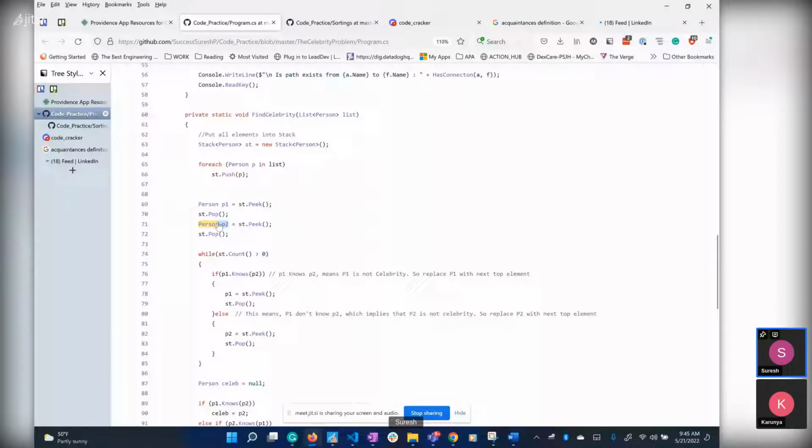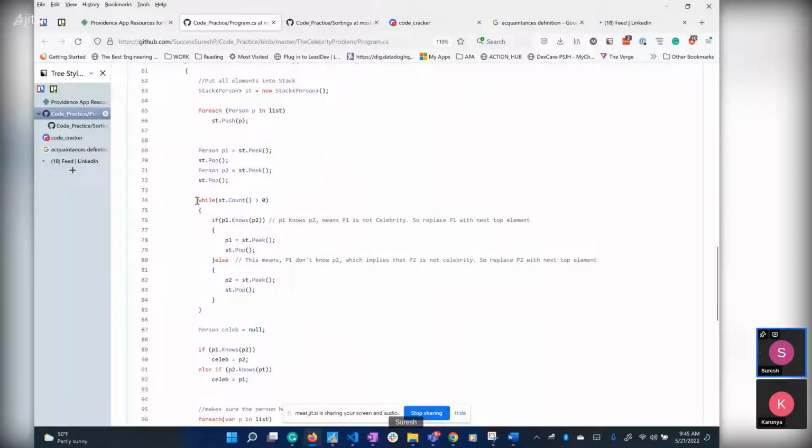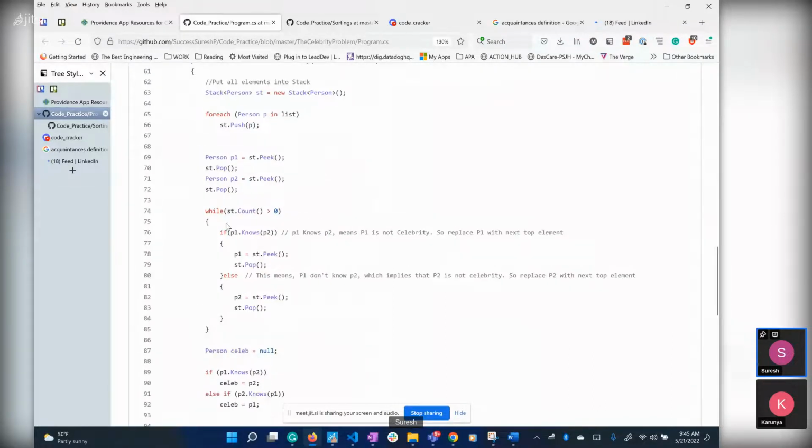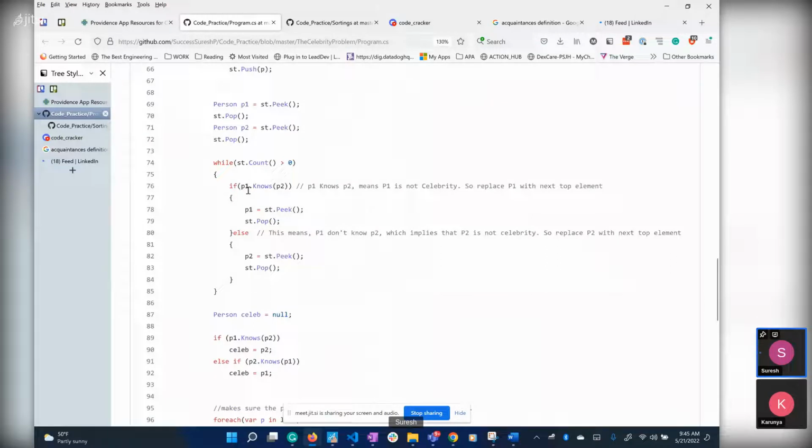Now this is the for loop. Until the stack becomes empty, you do this. So here is the algorithm. Here is the actual condition. If P1 knows P2, that means P1 is not celebrity, right? Because P1 knows P2. So replace P1 with the next top element.